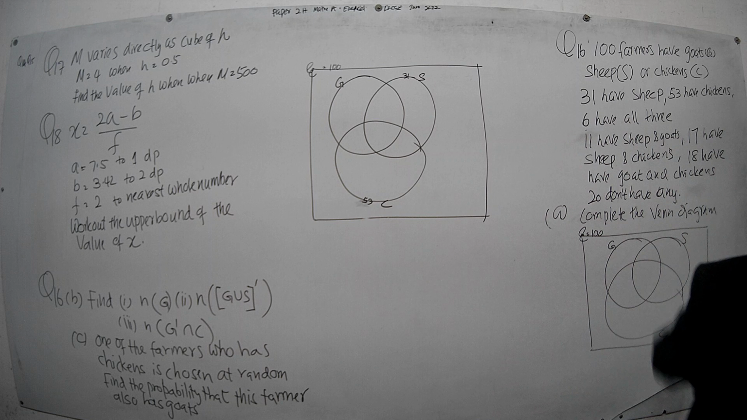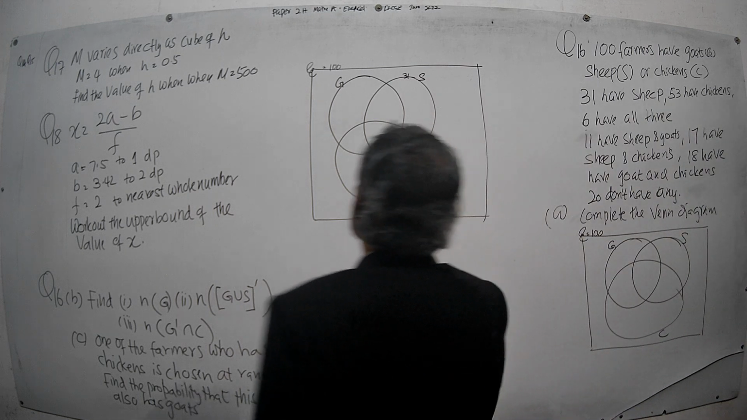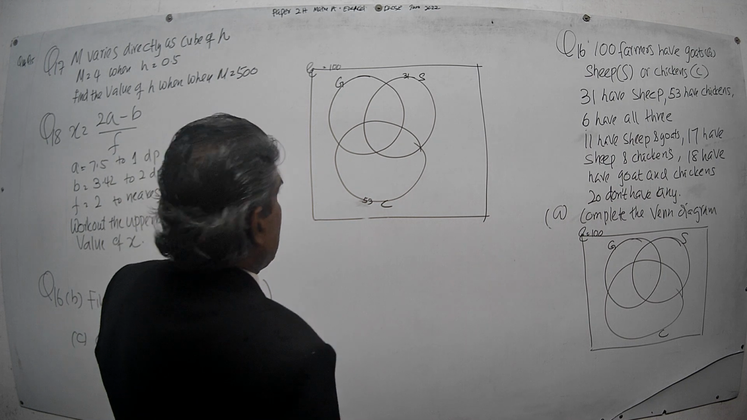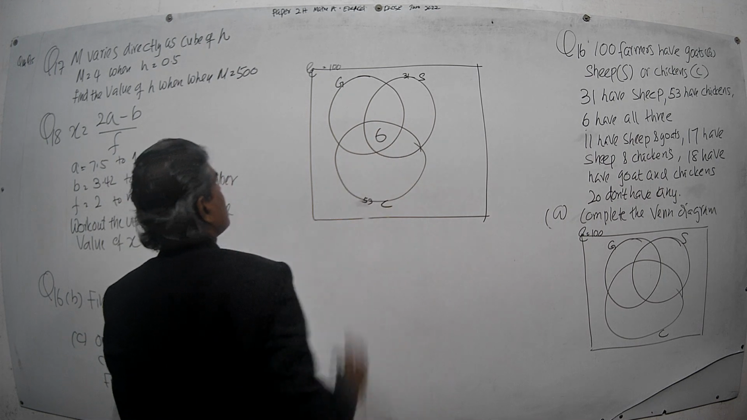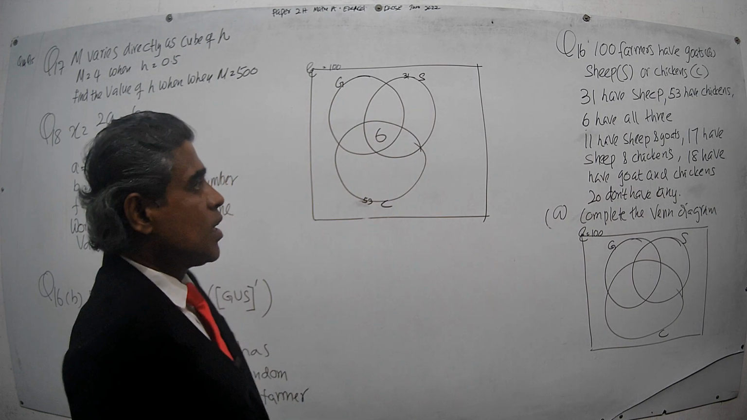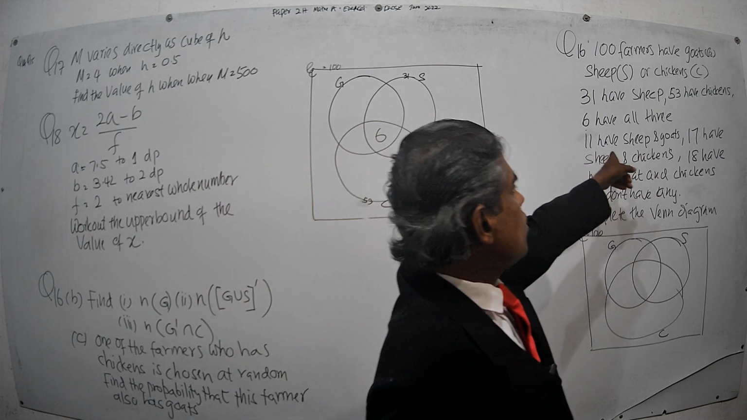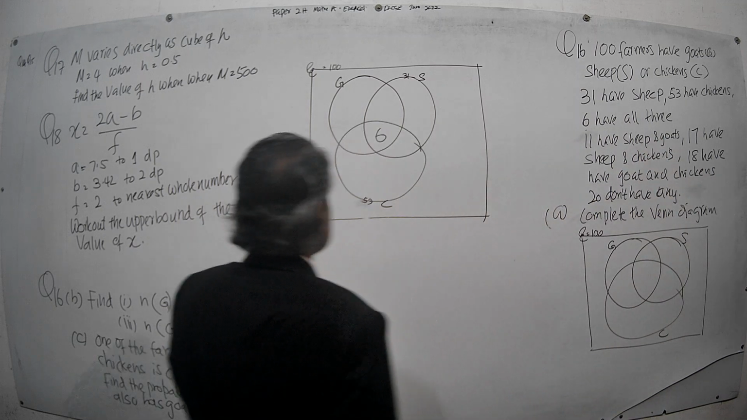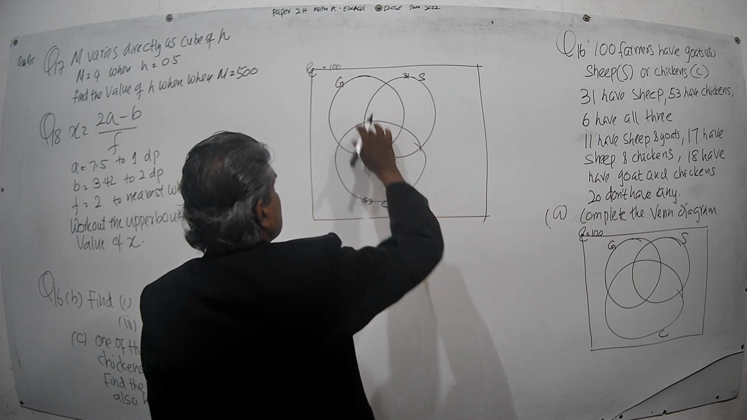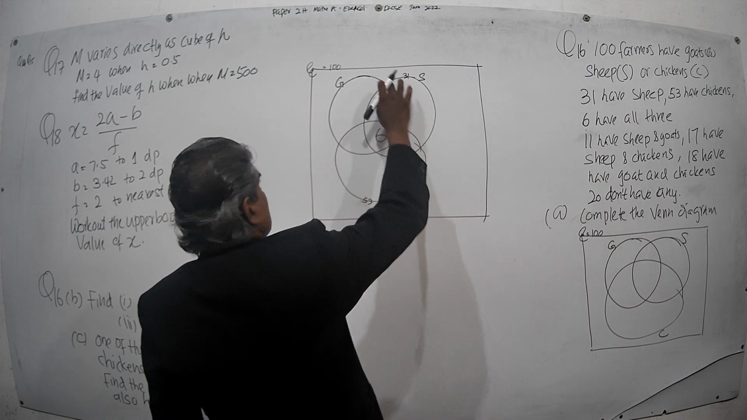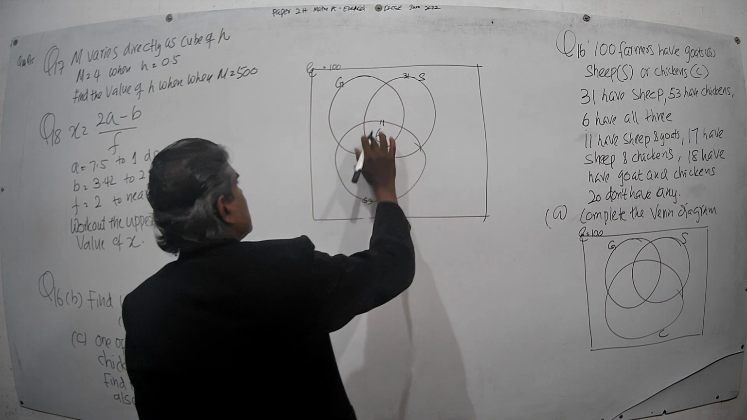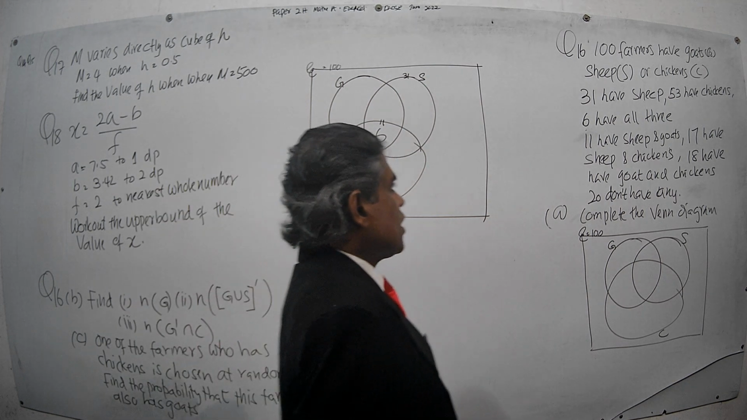Six farmers have all three. That means all three means a common area for goats, sheep and chickens. That is this one here. This is the area common to all three rings. Then 11 farmers have sheep and goats. Sheep and goats means here, this whole area. We will put 11 here, not inside this, this inside.